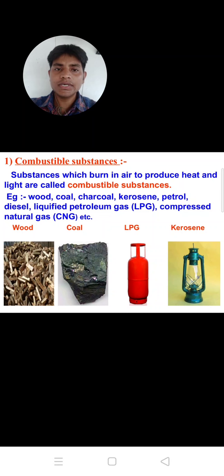Okay, dear student. For example, wood, coal, charcoal, kerosene, petrol, diesel, liquefied petroleum gas, that means LPG, compressed natural gas, CNG. These are materials which on burning produce flame or not. Some materials produce flame and some do not.